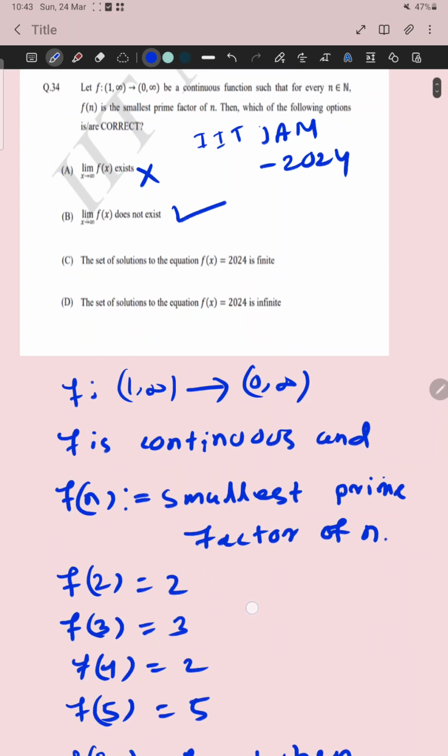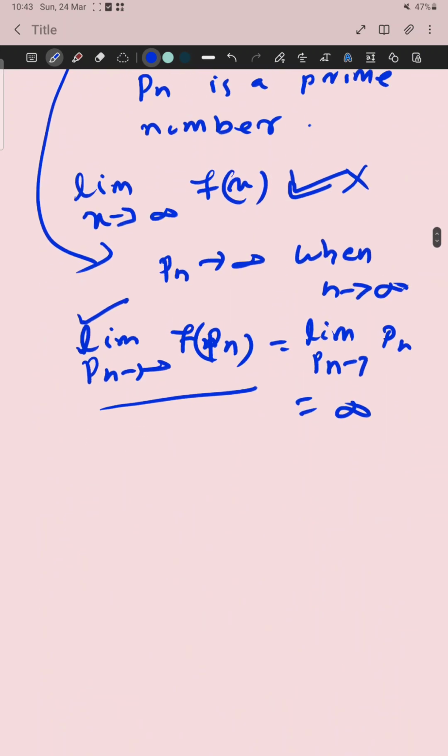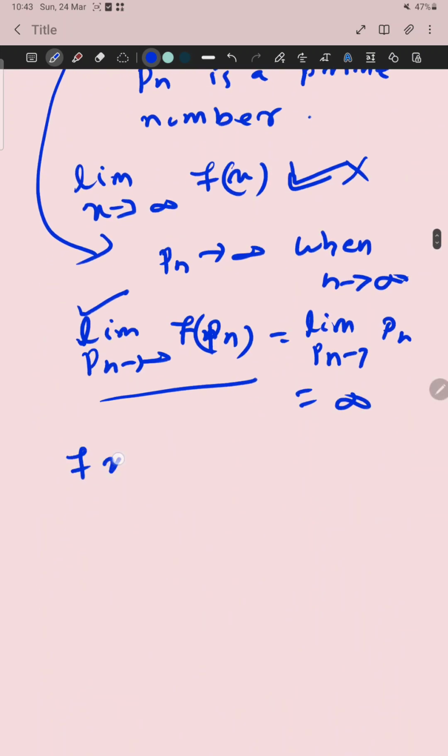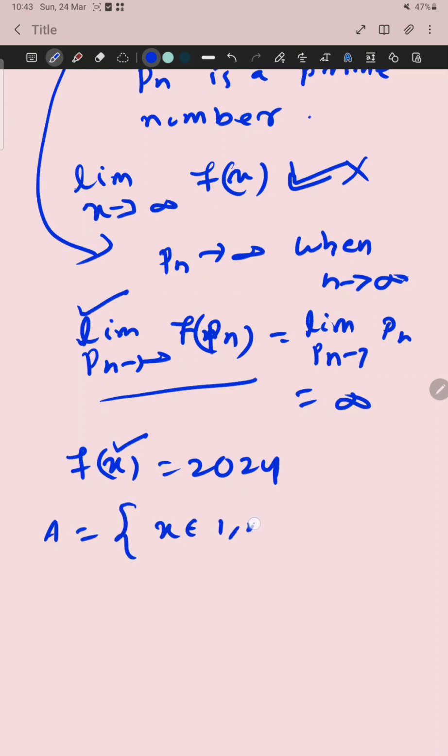And option C and option D are asking about what? Option C and option D are asking about f of x equal to 2024. How many x exist such that f of x equals 2024, meaning whether the number of points is finite or infinite. If we construct a set A such that x belongs to the interval [1, infinity) such that f of x equals 2024.